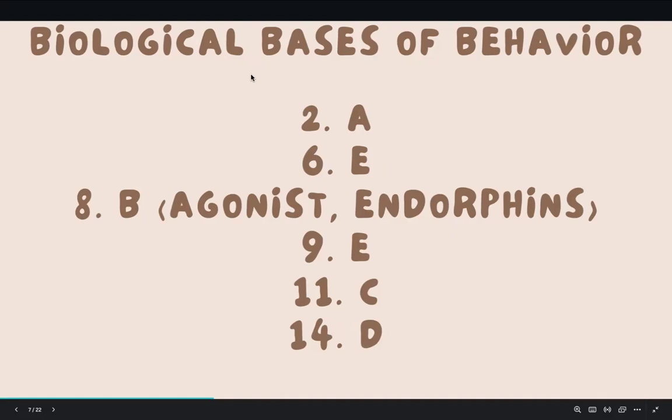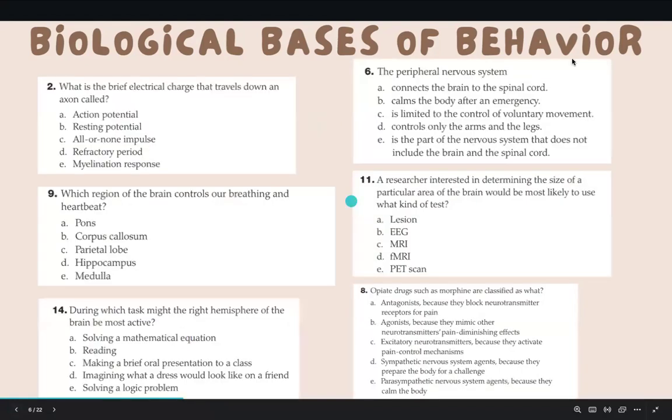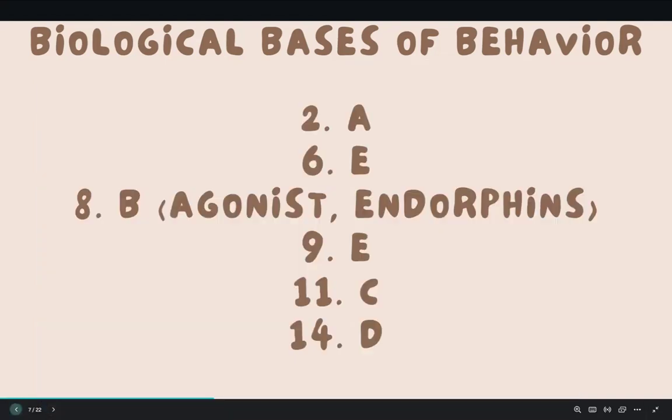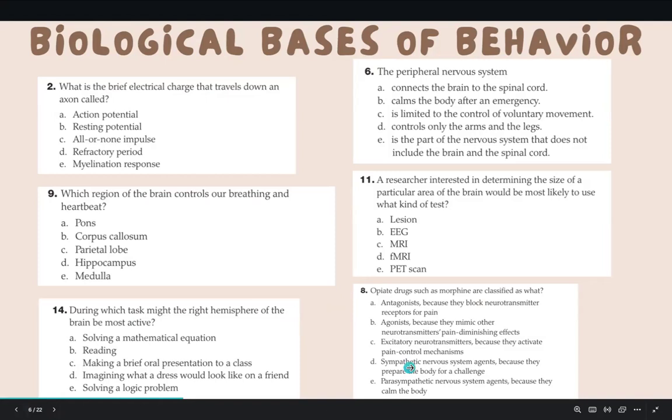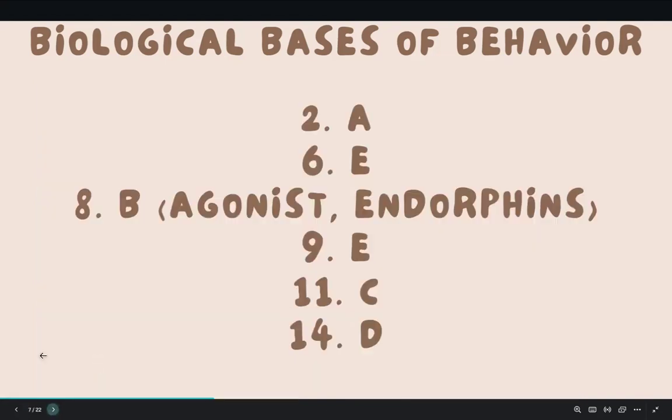Can you explain the last question? Okay. Opiate drugs such as morphine are classified as what? The answer that we had was, hold on, it was D, right? Okay. So, wait, no, no, sorry. It's eight, sorry. Okay.